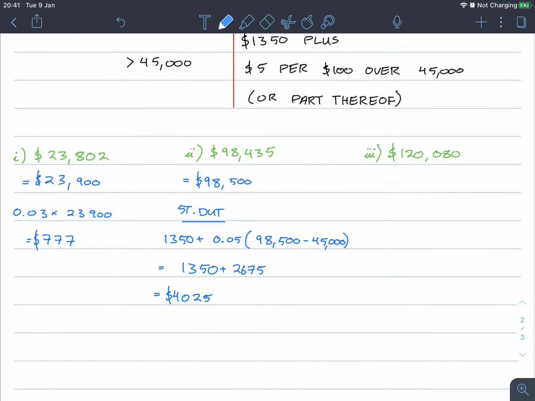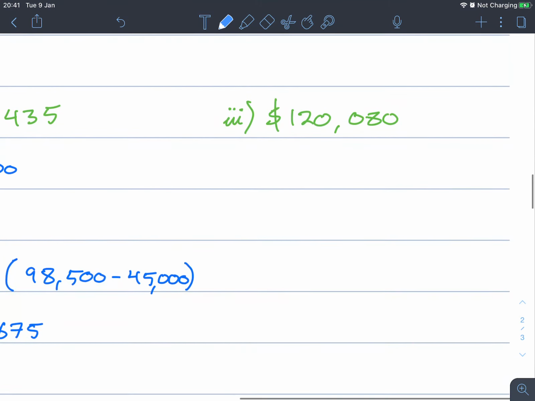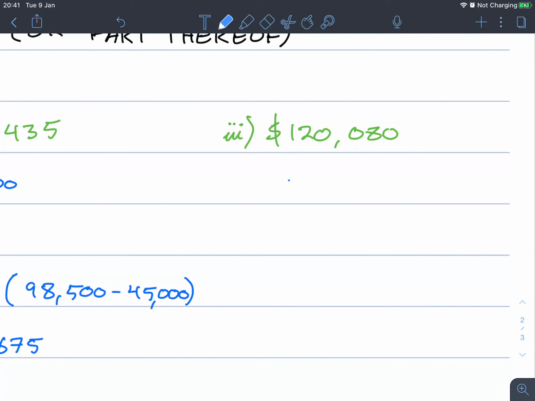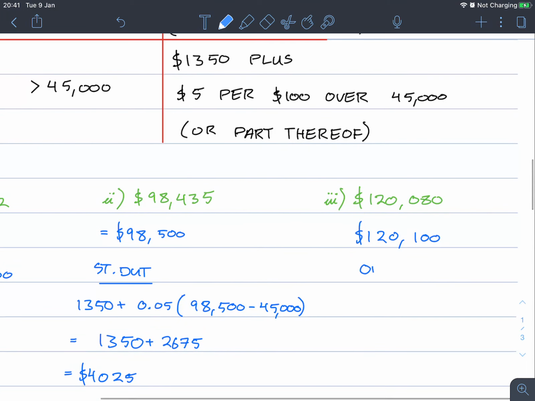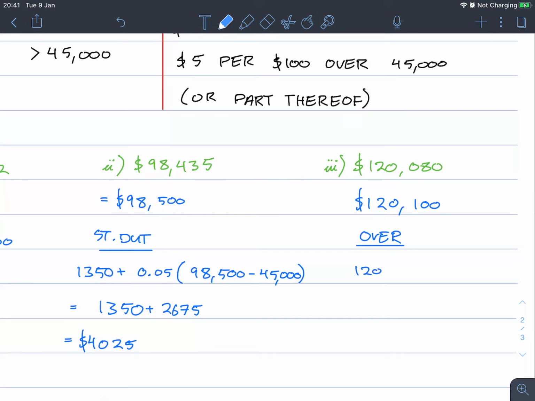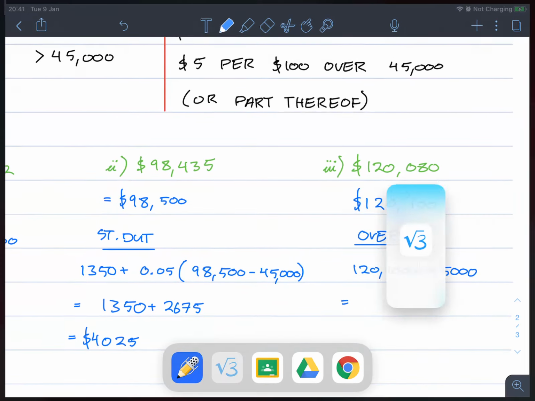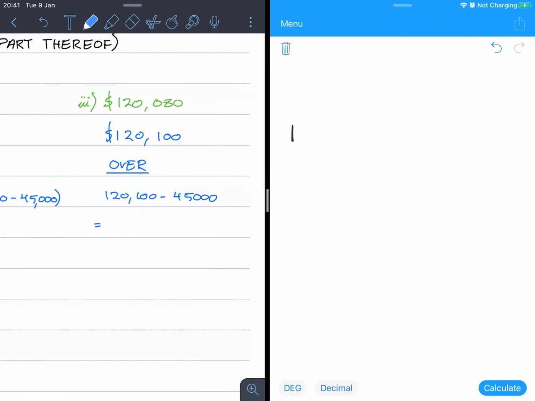Let's do one more example here. And for this one, I'll break it down just a little bit further for us to understand. So first, let's round up to the nearest 100. So the $80 rounds this up to 120,100. And now let's find how much this is over by $45,000. Let's do that first. So 120,100 minus $45,000. So it goes over by $75,100.